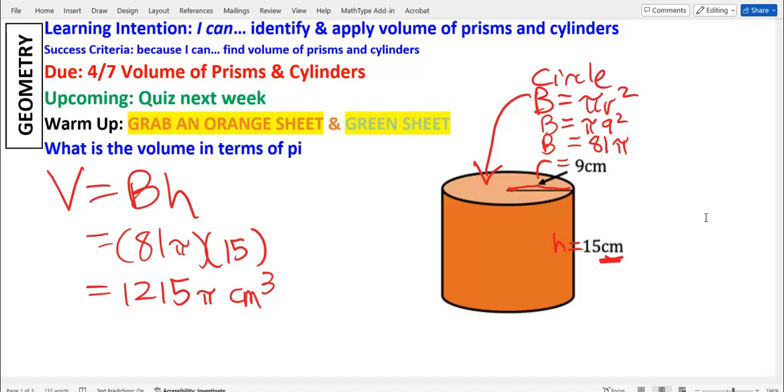3 cones with the same base and height will fill up a cylinder. Again, same base and height. There we go. Now, let's try it with the prism and a cylinder. I mean, a prism and a pyramid.